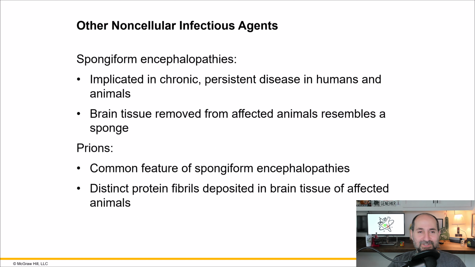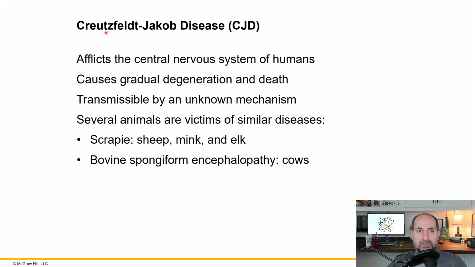All right, now moving on to prion diseases. Prions, remember, are another non-cellular infectious agent. They are made up of only proteins, and they cause spongiform encephalopathy, which means severe brain damage that results in a sponge-like brain, right? So cavities form in the brain.